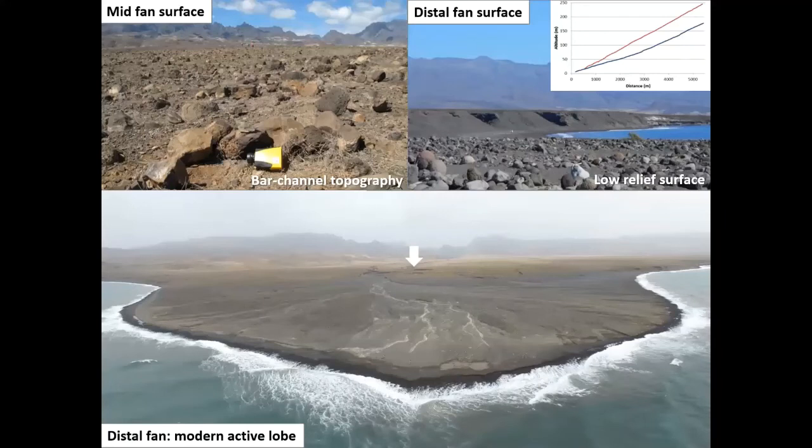This is the perspective from the fan, and we can see a perspective of the mid fan surface with a bar and channel topography. Here we can see the distal fan surface that is already eroded by sea with a low relief surface and some channels already inset in the surface. And here we have a perspective of the distal fan, where we have a modern active lobe, and that shows that the fan is active and prograding to sea.